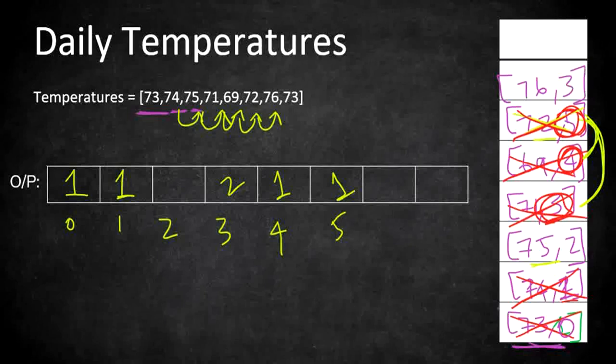So if you observe, what was there at the top of the stack is 75. 76 is greater than 75. So what are we going to do? We are going to update the value at index 2 with the difference between, sorry, the index of 76 is actually 6. So the difference between 6 and 2 is going to be 4. So we are going to update our index 2 with 4 and pop the value from our stack. So now our stack is left with only 76 at index 6.